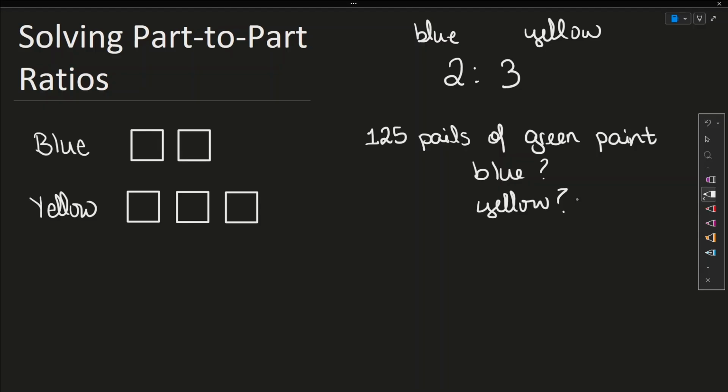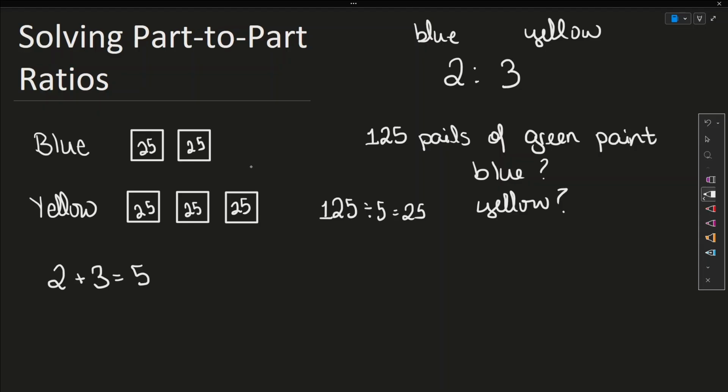The ratio is still 2 to 3. Blue has 2 parts, yellow has 3 parts. So together, a total mixture will have 2 blue and 3 yellow for a total of 5 equal parts. So the 5 squares together represent 125 pails. Each square will then be 125 divided by 5, which is 25. That tells me that each square is 25 pails.